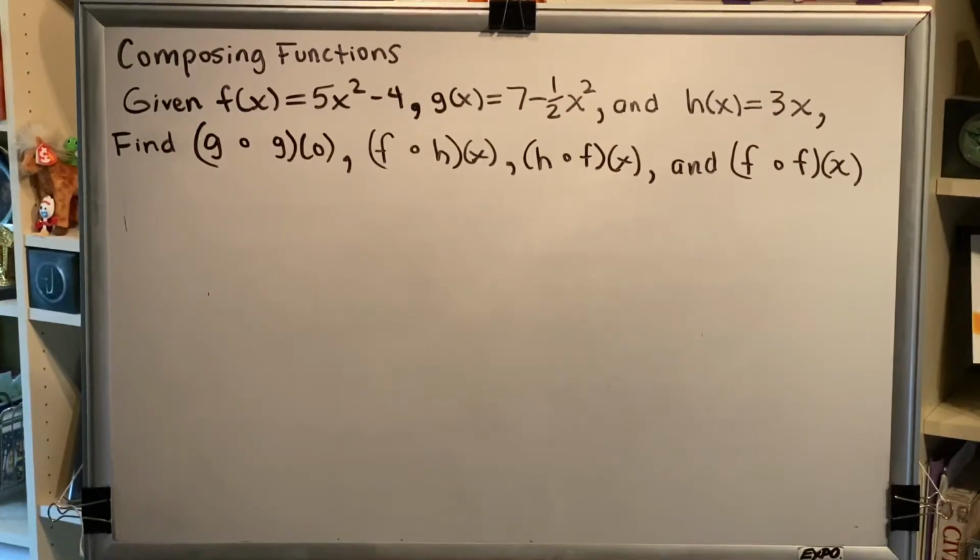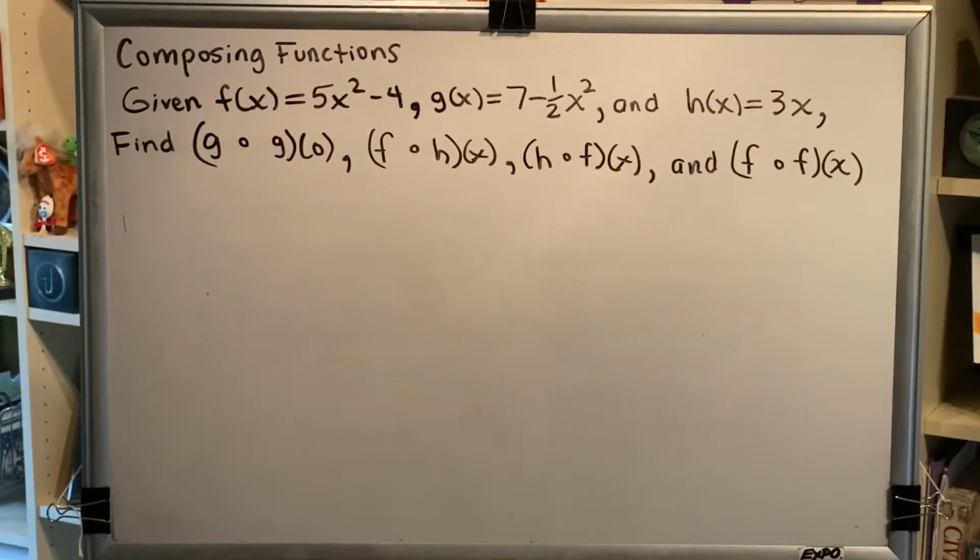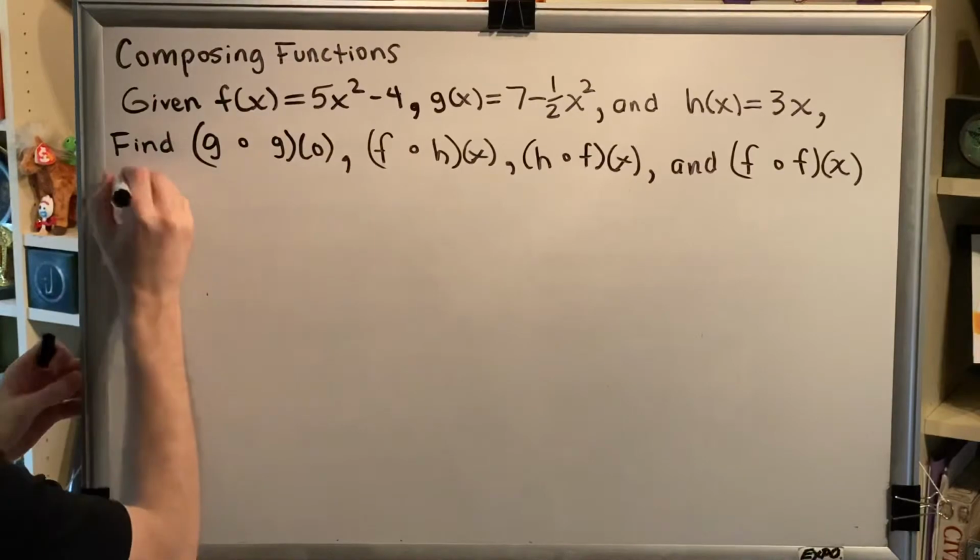The topic of this video is composing functions. Let's look at a problem. Given f of x equals 5x squared minus 4, g of x equals 7 minus 1/2 x squared, and h of x equals 3x, find all of the following. Alright, let's start with just this first one, g composed with g of 0.